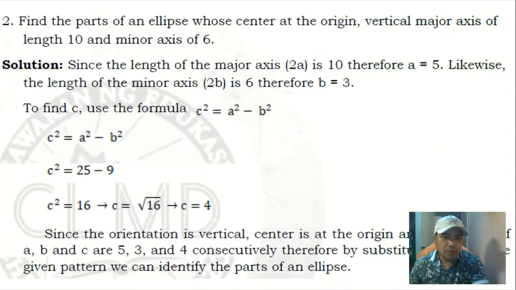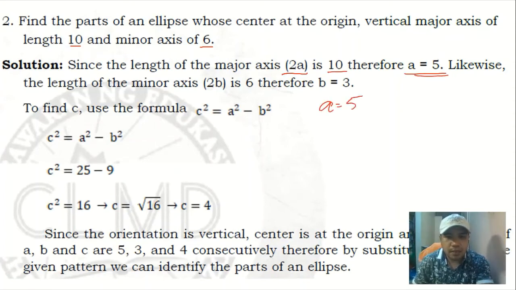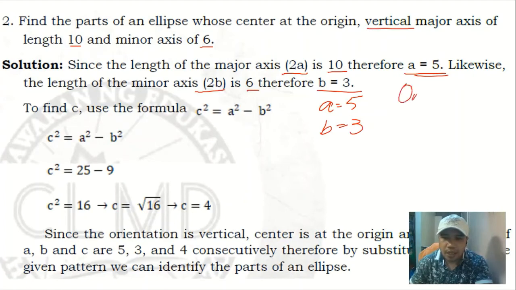Okay, so number 2, find the parts of an ellipse whose center at the origin, vertical major axis of length 10, and minor axis of 6. So based on the definition, the major axis is 2a. Since given is 10, therefore a is equals to 5. So may value na tayo ng a. A is 5, then minor axis is 2b. Since given is 6, kaya ang value ng b natin is 3. Then orientation, vertical, kaya ang orientation natin is vertical.